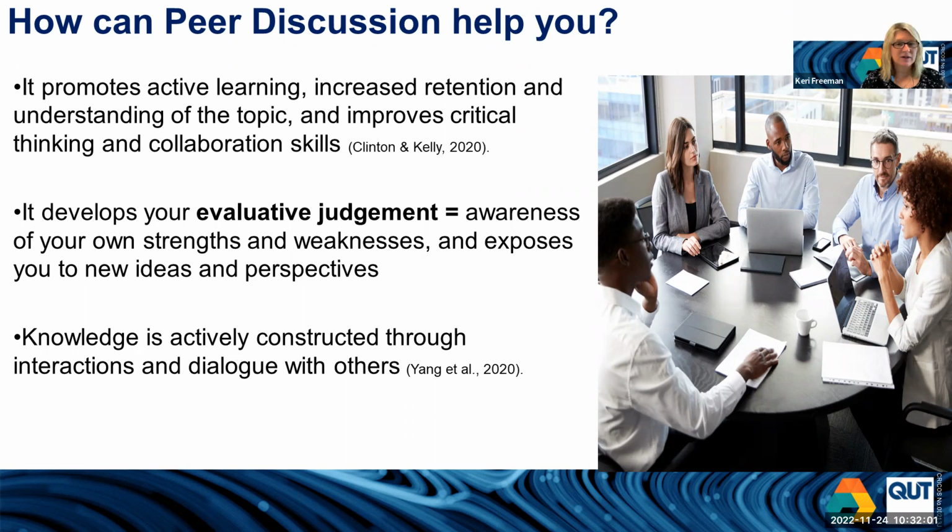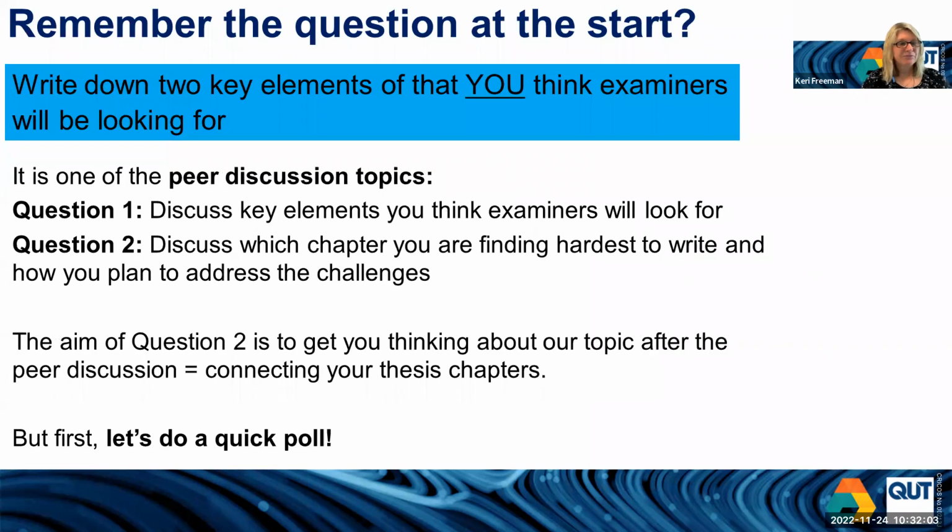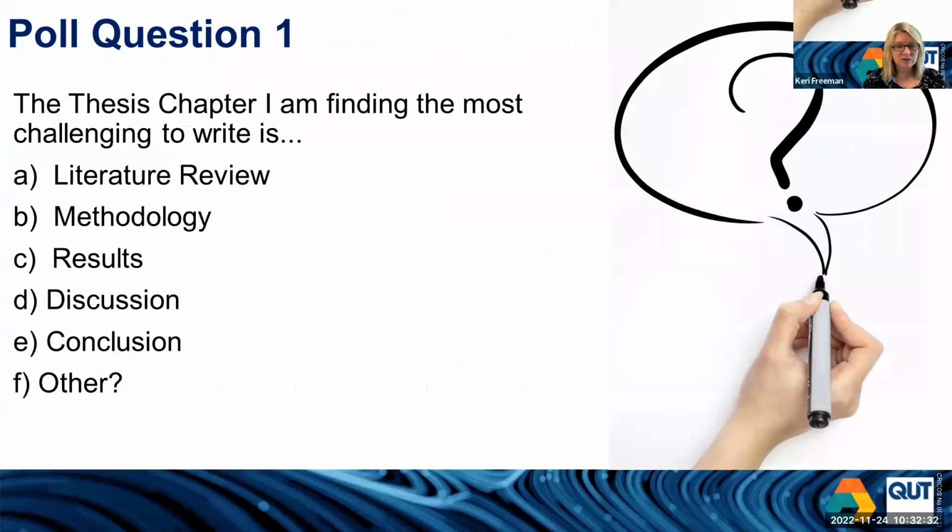That's my best advice. All right, so we're going to go into our peer discussion. And remember at the start, I said, write down 2 key elements that you think examiners will be looking for. So that's question 1 to talk about. And if you have time, discuss which chapter you're finding hardest to write and how you plan to address the challenges. Now, this is to get you thinking about our next topic. Before that, I just want to really quickly do a poll. This will give you something to talk about.